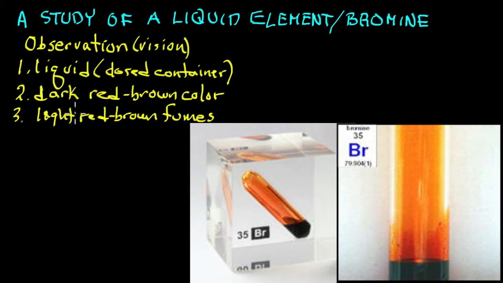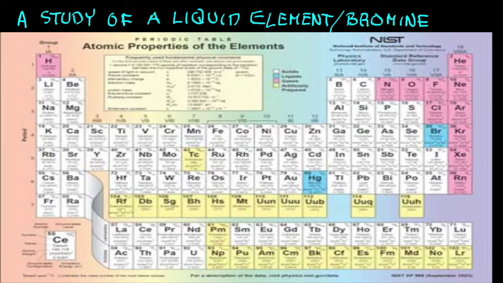So one of the first things we have to talk about, before we go into it, is a little bit of the background, the history of the element. The element was discovered in about 1825. And if you look on this periodic chart, you'll notice that it is one of two liquid elements at room temperature. The other liquid element is mercury. So we didn't have much choice on the liquid elements.